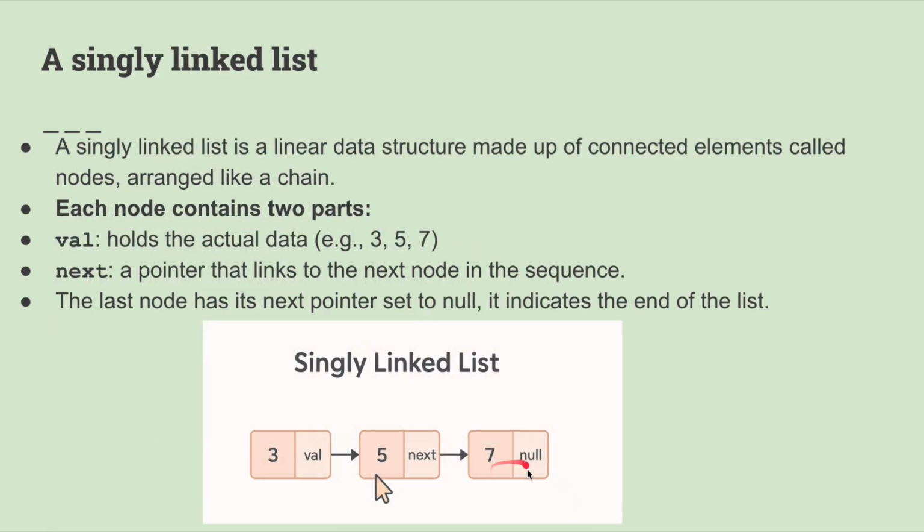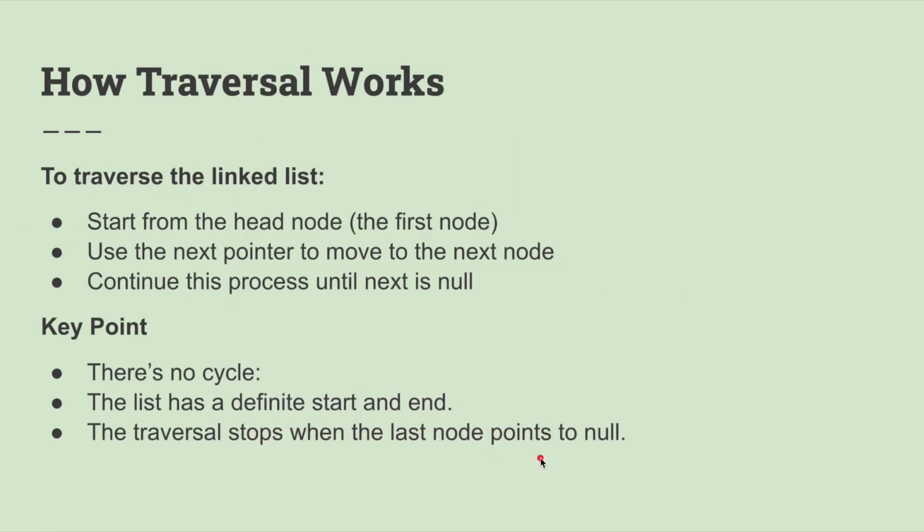Once we get next is null, it means this is the last node, so we have to traverse like this. The key point is that there is no cycle. In a single linked list, when you are traversing, you will not find any cycle. The list has a determined start and end. There should be a start node and there should be an end node, and the traversal stops when the last node points to null.